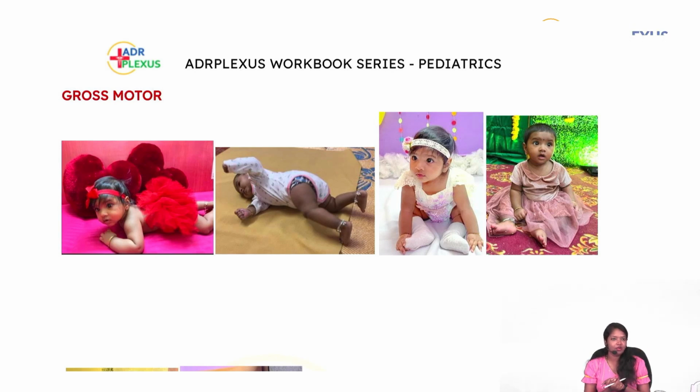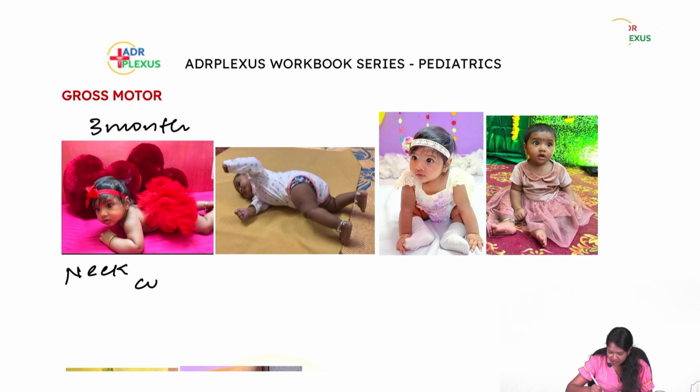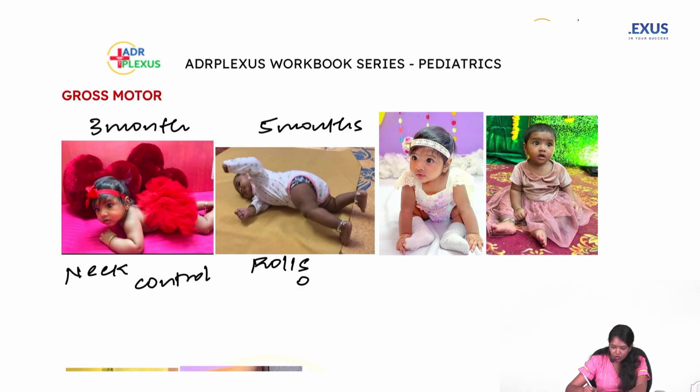When will they have neck control? 3 months of age is when they will have neck control. You can see the baby is lifting the neck, lifting the head. So this is neck control, which is achieved by 3 months. Okay, the next image, what is the baby doing? Yes, rolling over. Rolling over comes by 5 months.